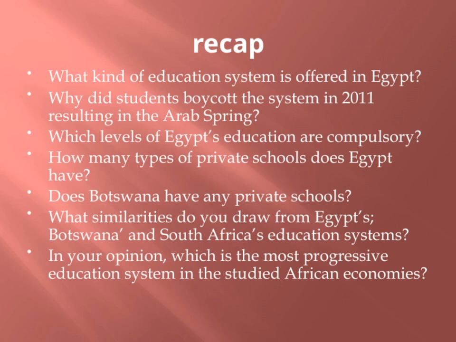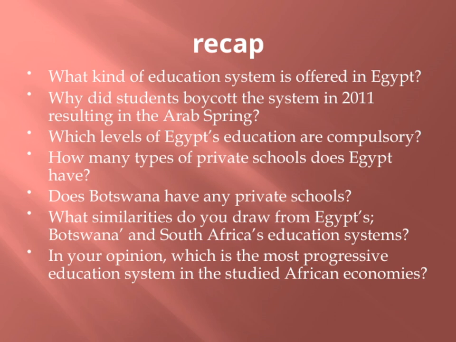Now, regarding compulsory education in Egypt, it covers primary and preparatory levels, which typically span from ages 6 to 14. This means that children are legally required to attend school during these stages, although enforcement can vary. As for private schools, Egypt has a diverse landscape. There are mainly two types: international schools, which often follow foreign curricula, and Egyptian private schools, which might offer different pedagogical approaches or supplementary programs. This diversity caters to different demographics and preferences.